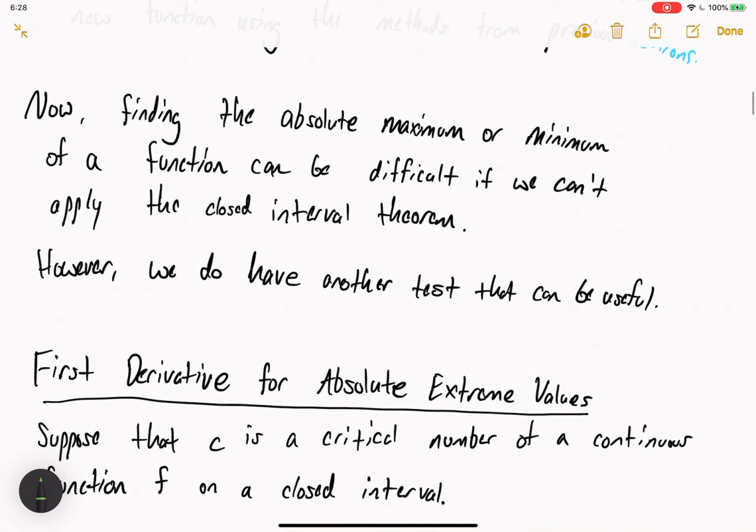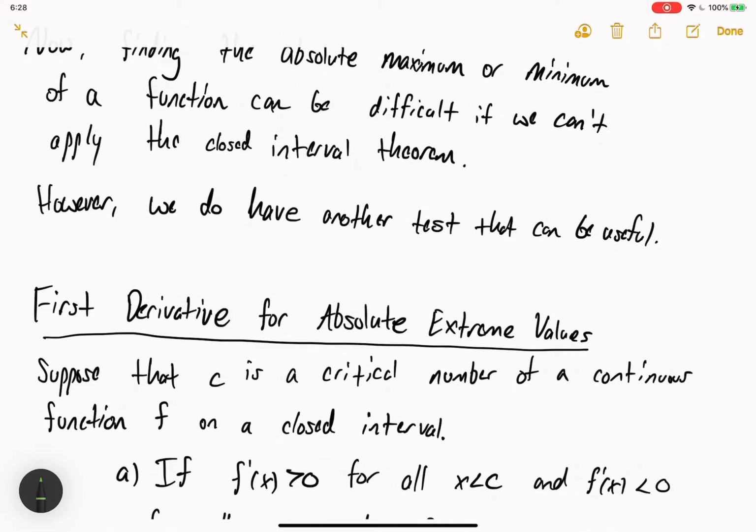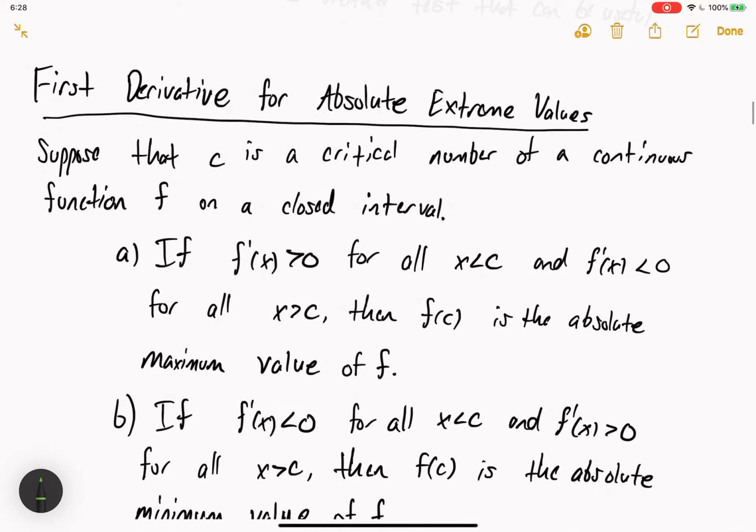Finding the absolute maximum or minimum of a function can be difficult if we can't apply the closed interval theorem. This could be a case when we're not working on a closed interval, when we're working from 0 to infinity or something like that. Typically time can be considered one of those domains. Usually you don't work with finite time. Anytime you're working with time, it typically can go on forever. But we do have another test that can be useful, which is the first derivative test for absolute extreme values.